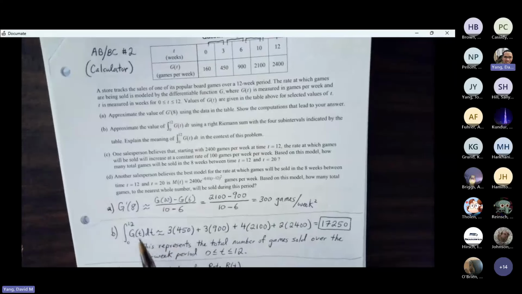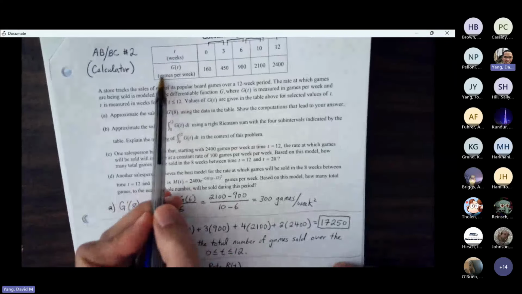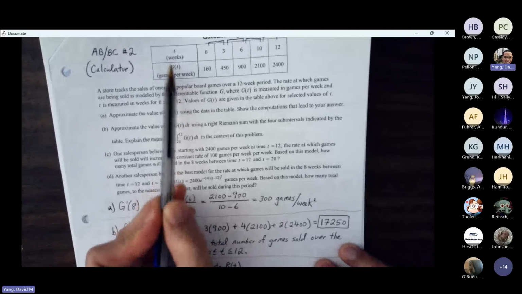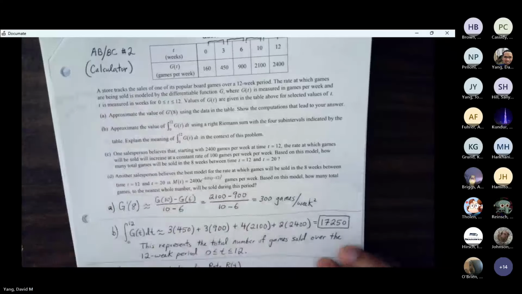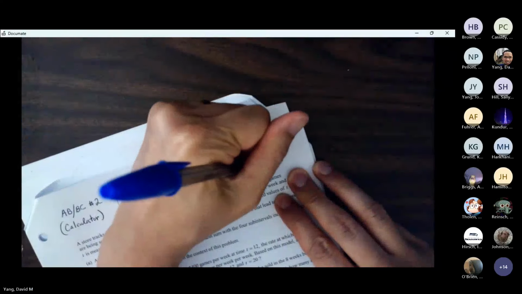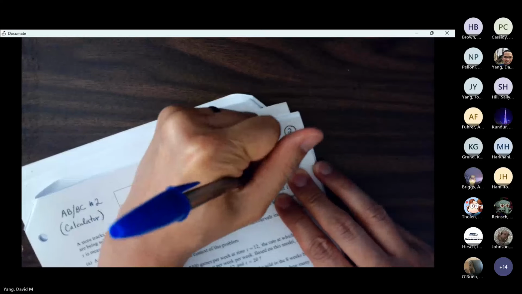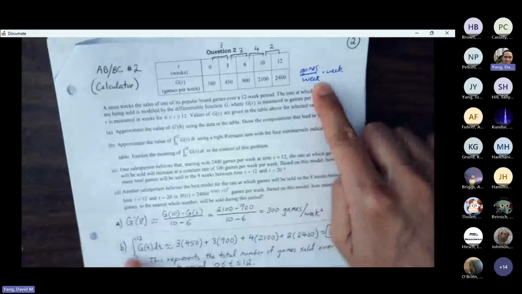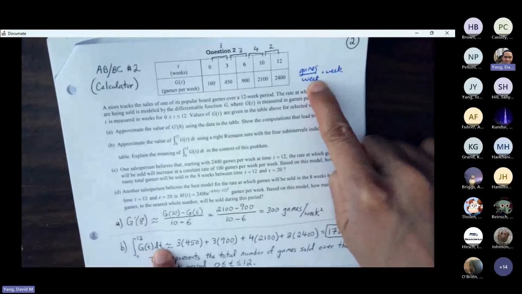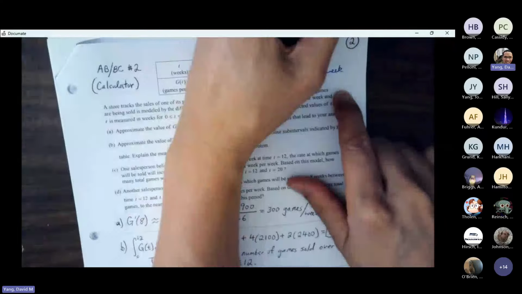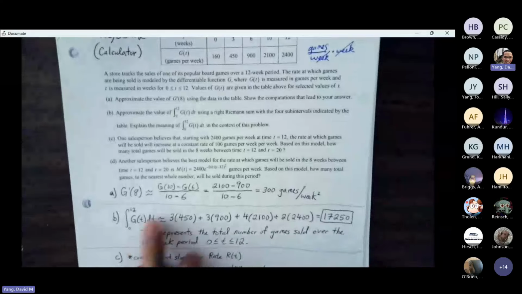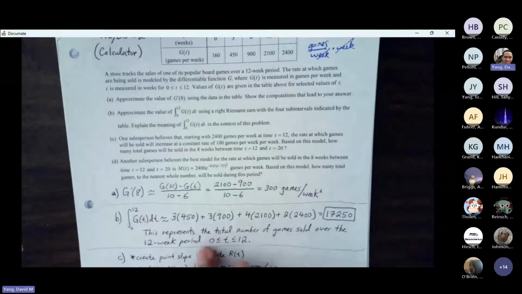Now our units will change, right? We started with games per week, but we're going to accumulate games per week over the number of weeks. So essentially we're doing games per week times weeks. G of t is games per week, multiplied by dt, time in weeks. We multiply these together, our week units drop out and we're just left with games. So this represents the total number of games sold over that entire 12-week period from week 0 to week 12.